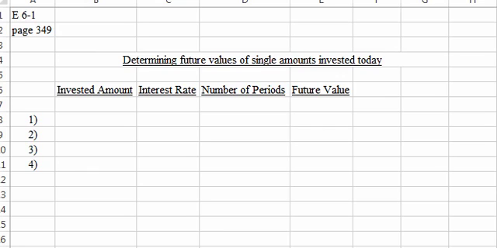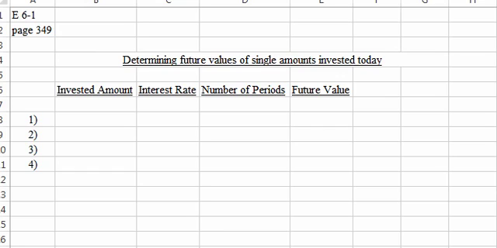Okay, you guys, here in Chapter 6, we're dealing with time value of money. And we're first going to look at some future values. Now, what we mean here, on exercise 6.1, they ask us to determine future values of single amounts invested today. Really what they're asking is, if you invest an amount today at a given interest rate for a certain period of time, what will it be worth in the future?